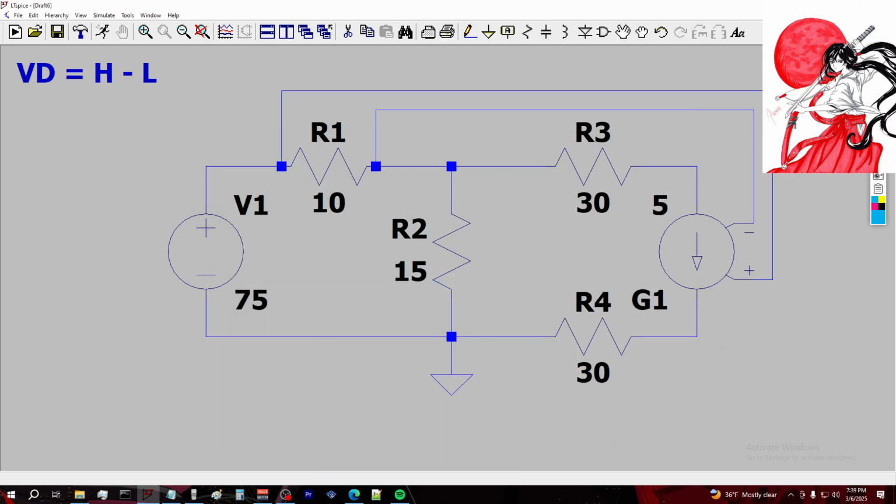Okay, guys. So, as you can see, we're picking up where we left off. We did voltage dependent voltage sources in the last video. Now we're doing voltage dependent current sources. As you can see, same rules apply.